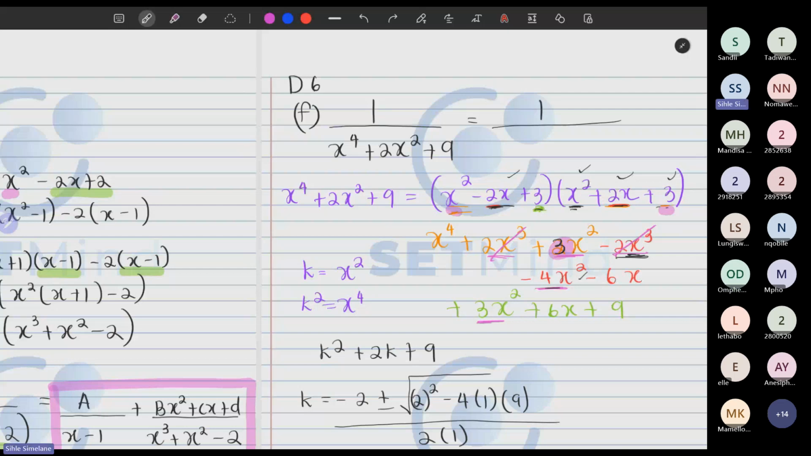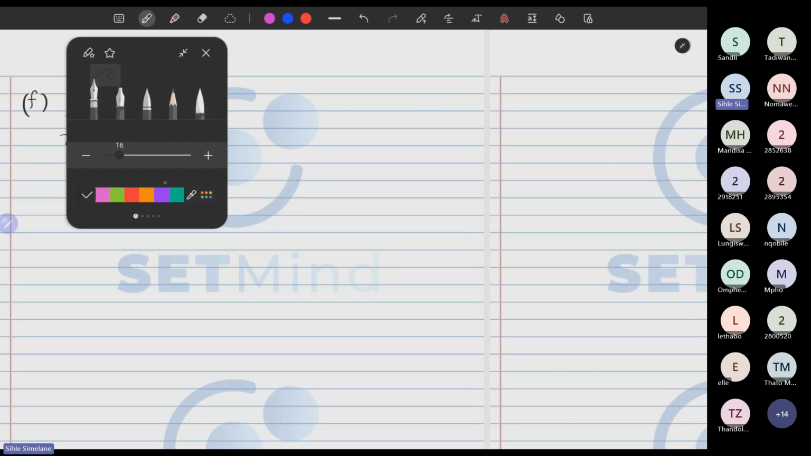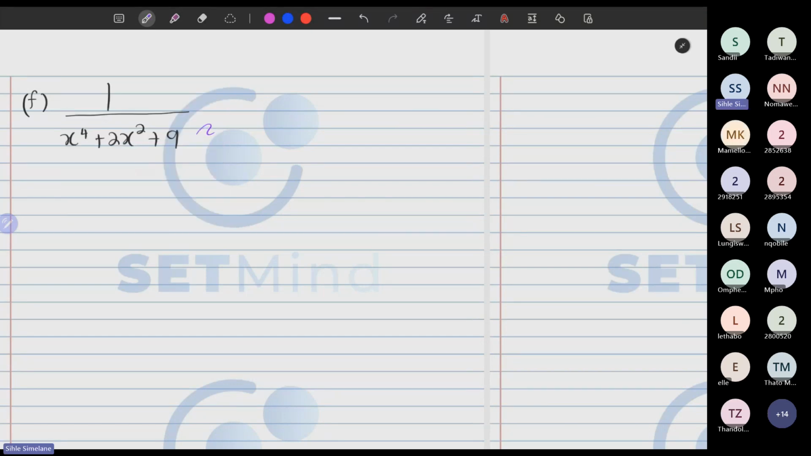Let me see. They gave you a hint on the question. Yeah, it says in F, add and subtract 4x squared in the denominator in order to factorize. Okay, let's go ahead and do that. I didn't see it. So if you look at our F, we have 1 over x to the 4 plus 2x squared. The nice thing is that it looks like they will guide you. They said we should add 4x squared and subtract 4x squared.